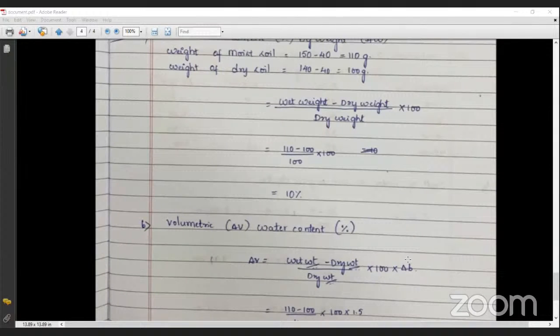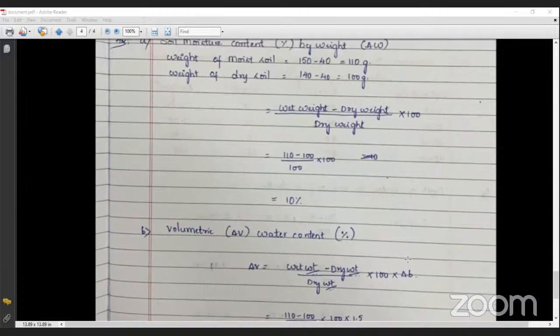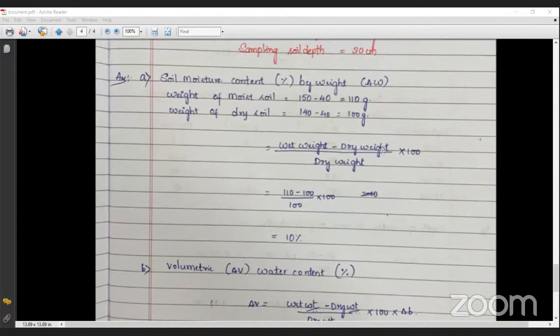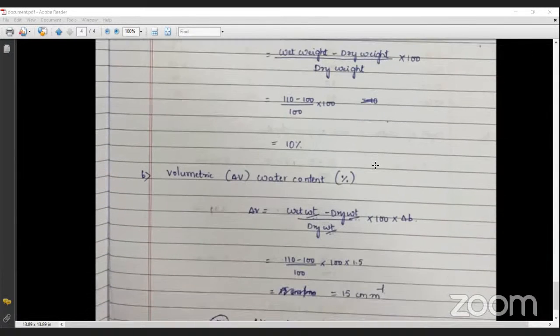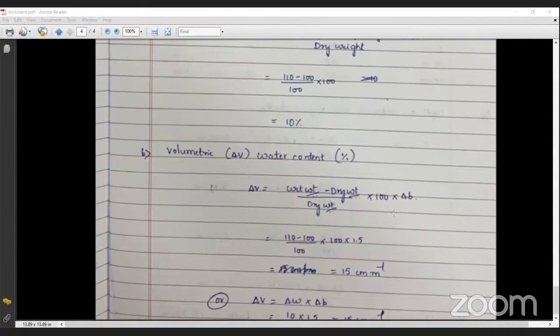In general, you have to consider these two factors. If they are given, yes, it is good. If they are not given, you have to consider them when they have asked for volumetric basis. For dry basis, you do not require any bulk density. The only things needed are dry weight and wet weight. But when it comes to the volumetric basis, you need this bulk density value.